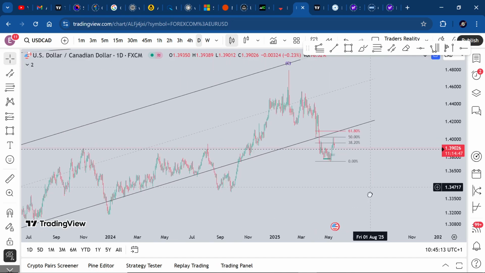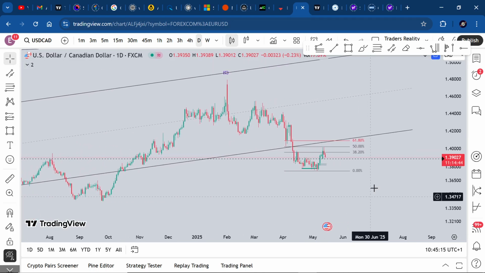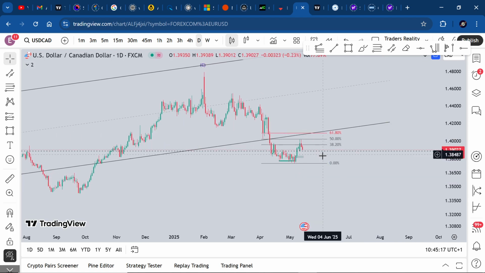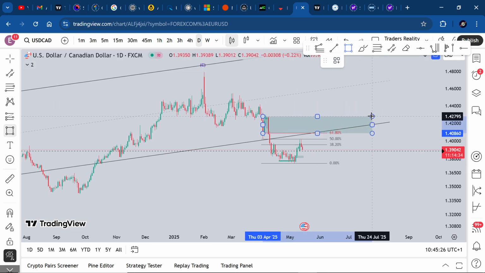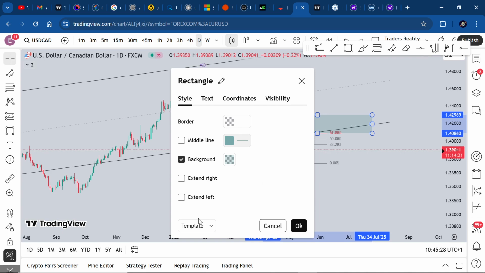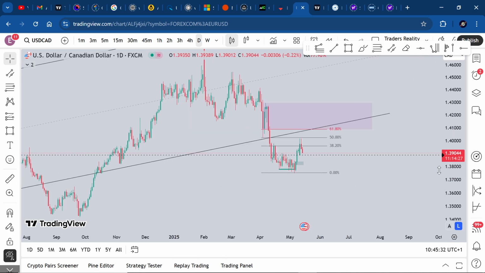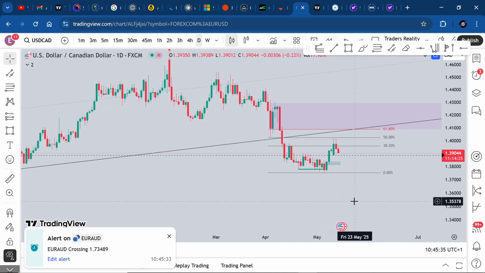Ultimately, the reason why I'm in a, well, not in a buy, but I'm looking for a buy here, is just to get to one of these supply zones, because this could turn around after that and go to the downside. But we are on the daily, and I'm looking for intraday plays.